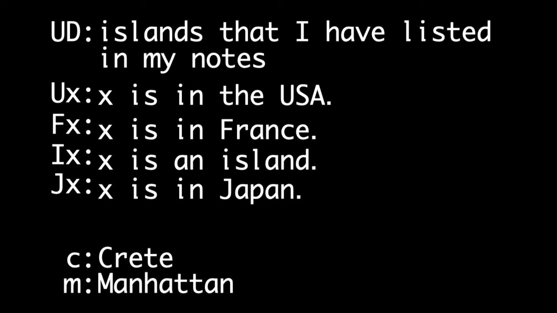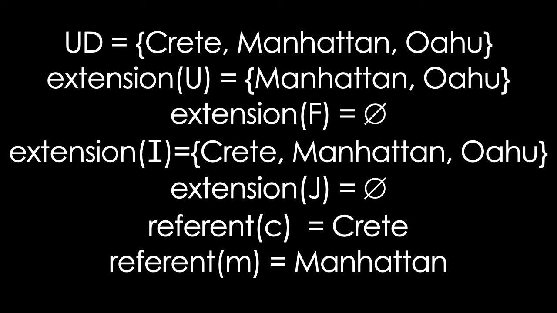This video adds some more details to the way models work in QL. In the last video, we started with this symbolization key. We worked out that this was the corresponding model. The model is enough to tell us the truth value of any sentence containing these predicates and constants.